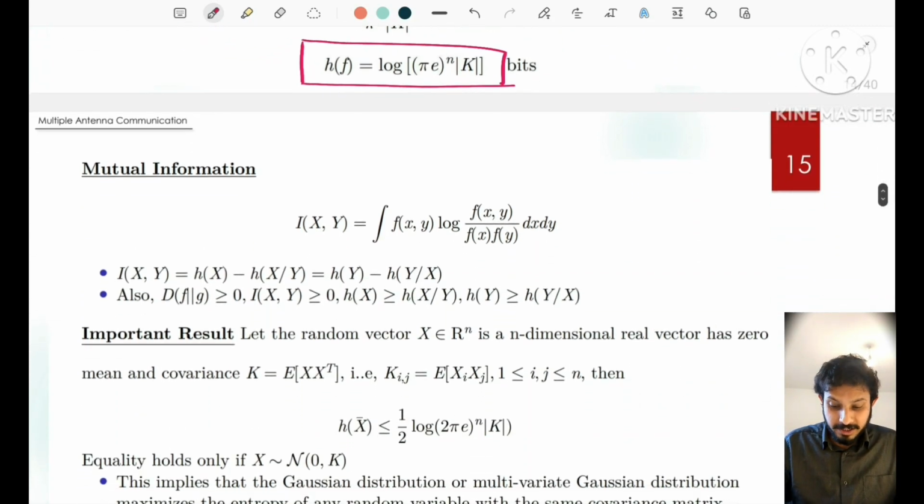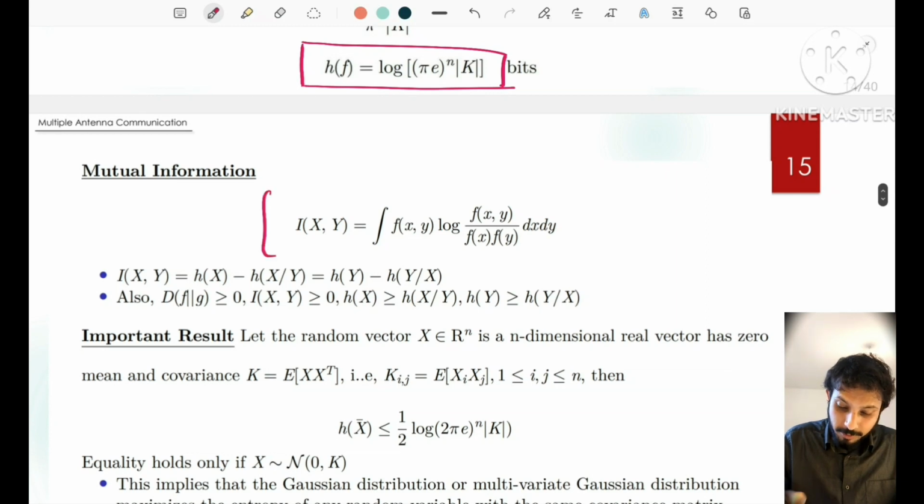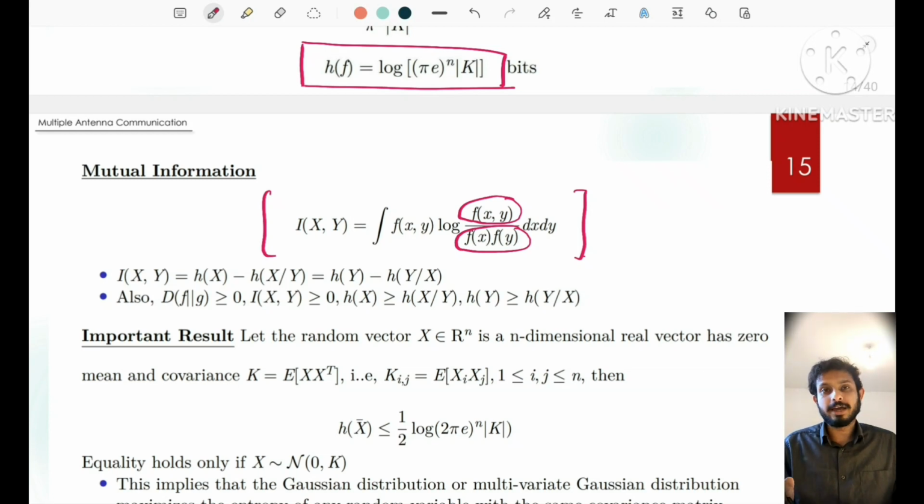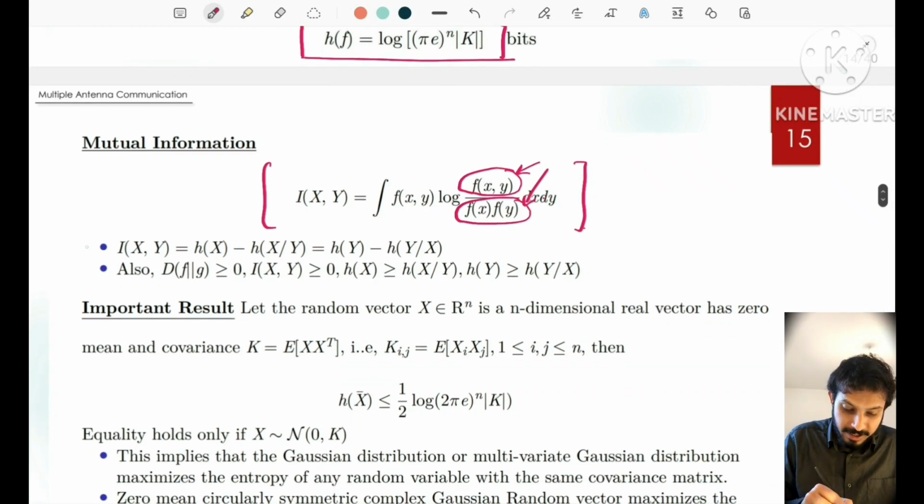Similar to the discrete case, we can also write the mutual information I of x, y, which is the distance between the joint distribution of x, y and the product of the distributions of x and y. This is the relative entropy between these two distributions. And similar to the discrete case, we have entropy of x, y is equal to entropy of x plus entropy of y given x, which is equal to entropy of y plus entropy of x given y.